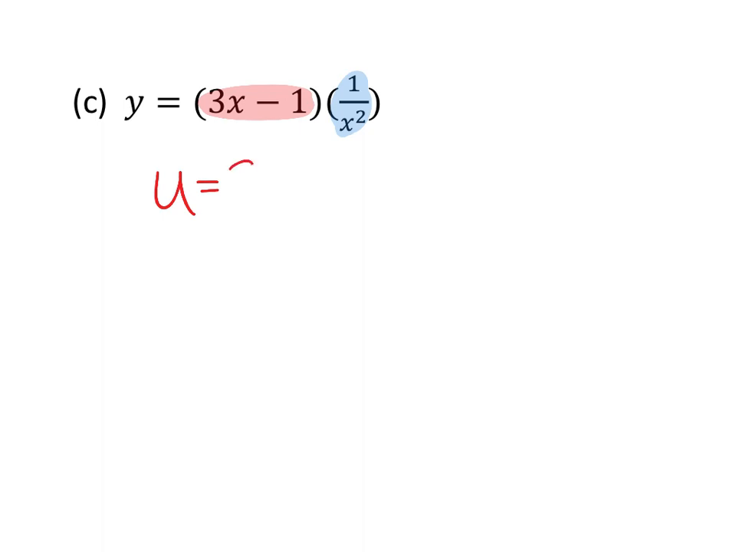My u function is going to be 3x minus 1. My v function, I would just go ahead and write down x to the negative 2. That's the usable version to take the derivative. Now there will be some cleanup for this one, but I want to see what your brain thinks to do for cleanup. So I'm going to let you guys try this one. Let's see what you get when you take the derivative using the product rule.